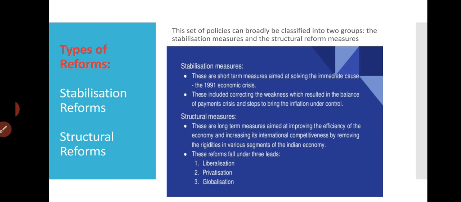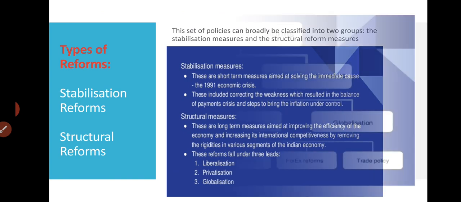And second measure was structural measures. Now these measures were long term measures. These were called long term because these measures aimed in bringing changes in the overall structure of the economy so that the efficiency of the economy increases in the long run. And the policy of liberalization, privatization, globalization is covered under the structural measures only because this is a long-term measure.